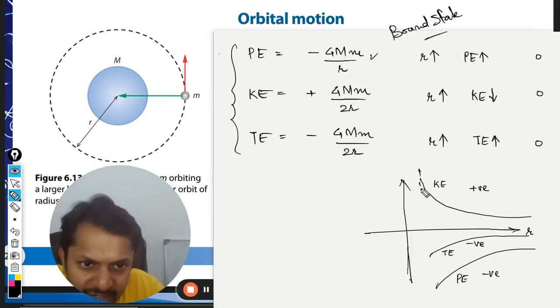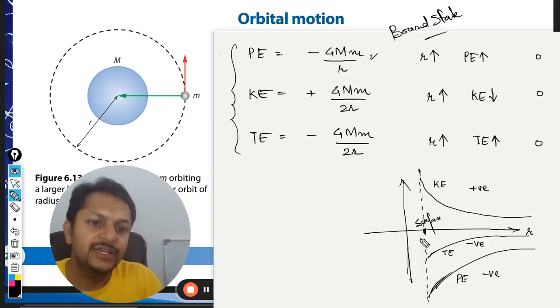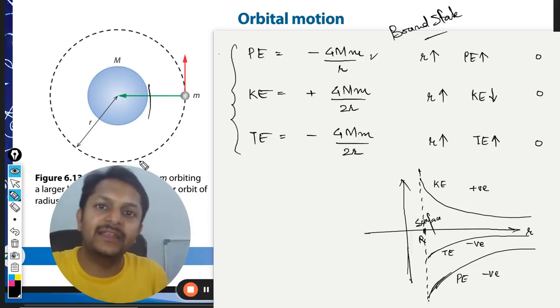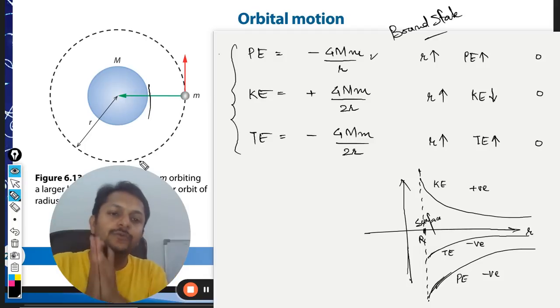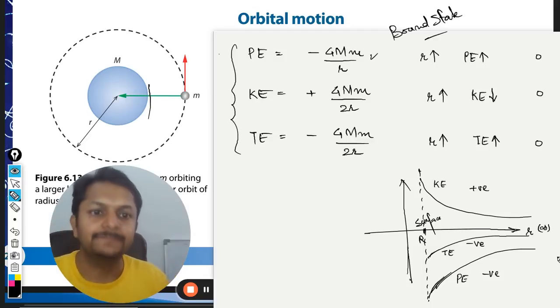Now, the graph starts from the radius of the Earth. Like this is the surface of the Earth or the surface of the planet. So the graph starts at the surface of the planet. It does not go into the planet. We're not even commenting on that. So this is it. The radius can go up to infinity.